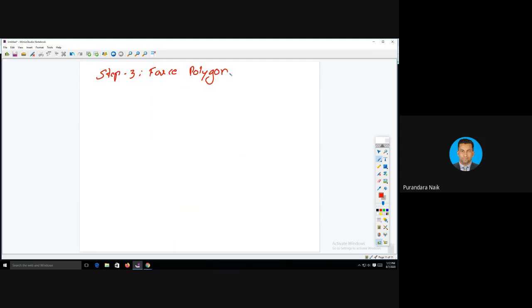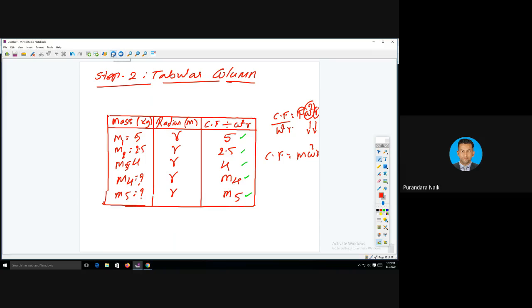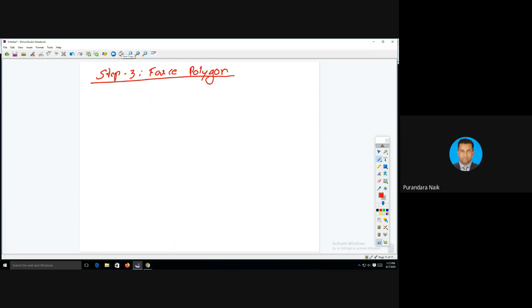This is a very, very important step: the force polygon. Only half of the problem is completed till the tabular column. The next half is the force polygon. For the force polygon, you need to consider the proper scale. If you go to the previous table, here we have 5, 2.5, and 4. The maximum value is 5, so you can go for 1:1 scale. 1 centimeter is equal to 1 kg of force. Consider the proper scale.